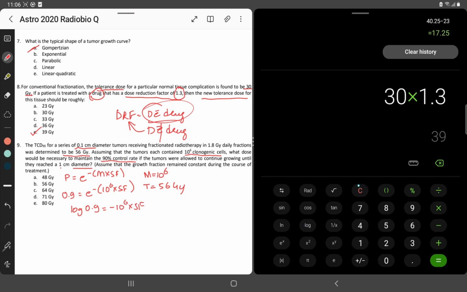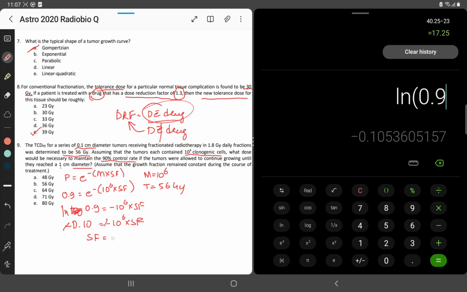So ln of 0.9 gives us minus 0.10 equals minus 10 to the power of 6 times SF. So the minus gets cancelled. SF is equal to 10 to the power of minus 7. So it is 7 log kills. So D10 equals total dose 56 divided by 7 log kills, it's not 7 times 7, which gives us 8 gray.